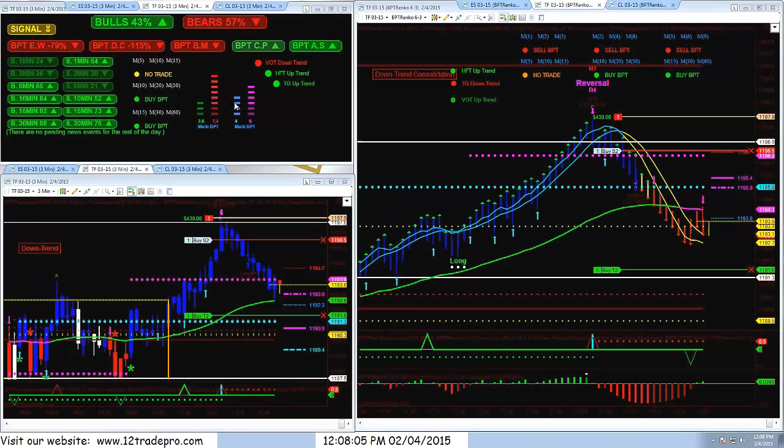Still got sellers over buyers on the multi-BBT, but that concerns me right there. I need the price to drop a little bit more. I'm going to drop my stop and put it just above this resistance line with the floating fib. So it's 2 ticks above it at 1195.2.